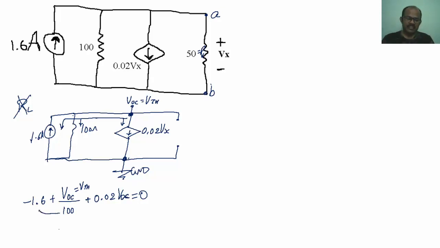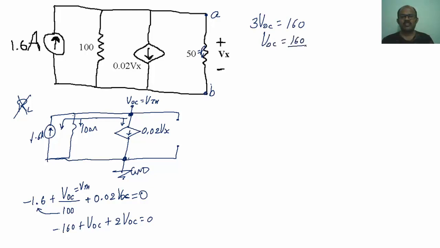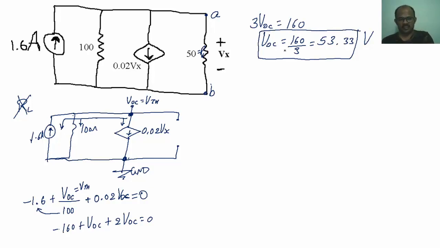If I take the LCM, I will get minus 160 plus VOC plus 2 VOC, which is equal to 0. So 3 times VOC equals 160, so VOC equals 160 divided by 3, which is 53.33 volts. So this is the value of VOC or VTH.